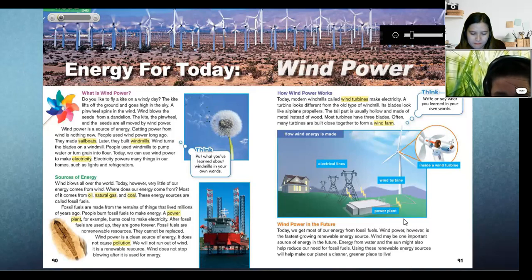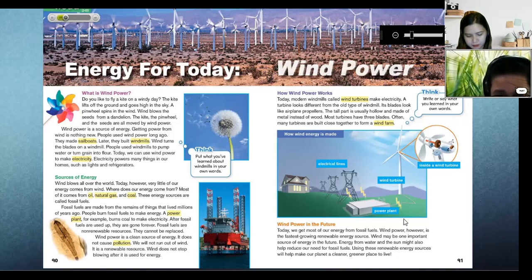What is wind power? Do you like to fly a kite on a windy day? The kite lifts off the ground and goes high in the sky. A pinwheel spins in the wind. Wind blows the seeds from a dandelion. The kite, the pinwheel, and the seeds are all moved by wind power. Wind power is a source of energy. Getting power from wind is nothing new.